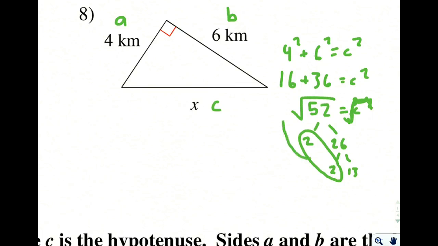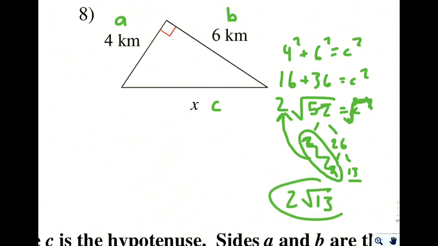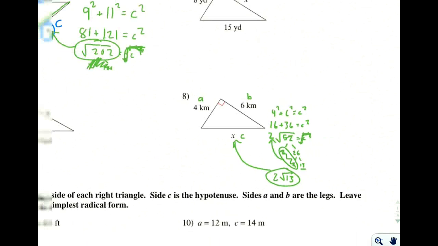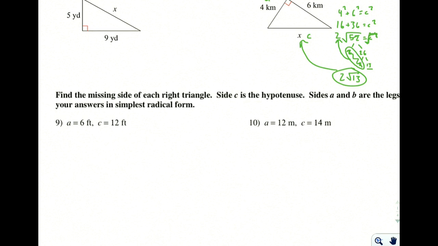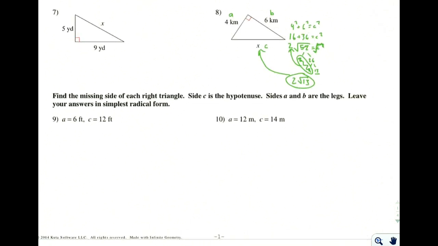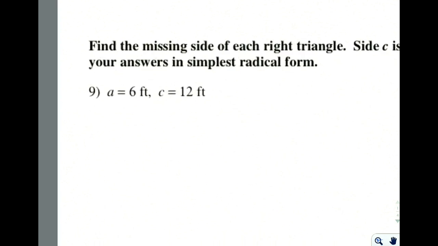But these 2's, that pair of 2's can come out front as a single 2, leaving me with just that 13 under the root. So I now have 2 root 13 as my answer, and that will be my x. And finally, let's do one more example down here where we don't have a picture. It says find the missing side of each right triangle. C is the hypotenuse, A and B are the legs. Leave your answer in simplest radical form.